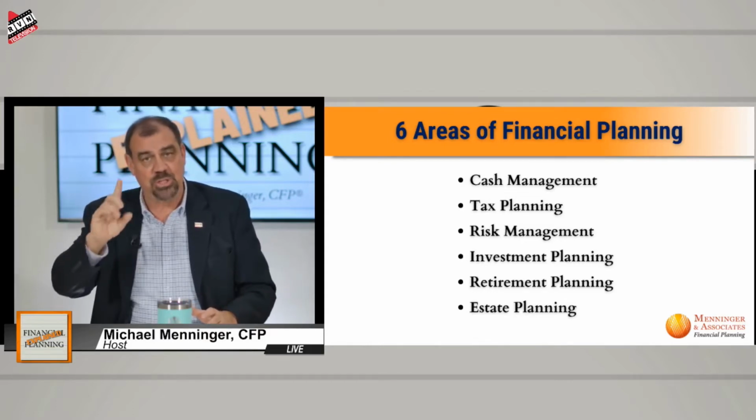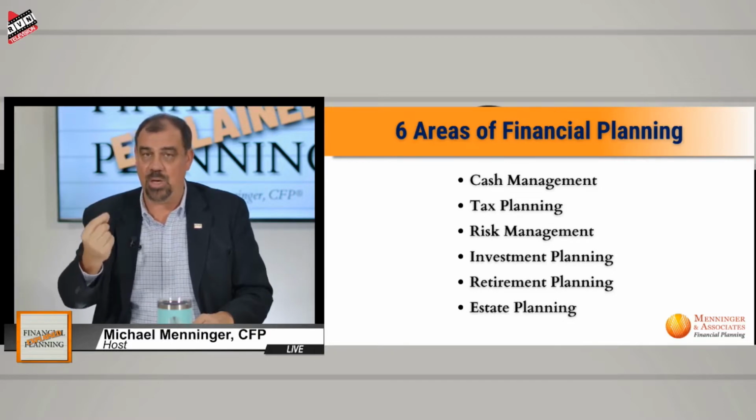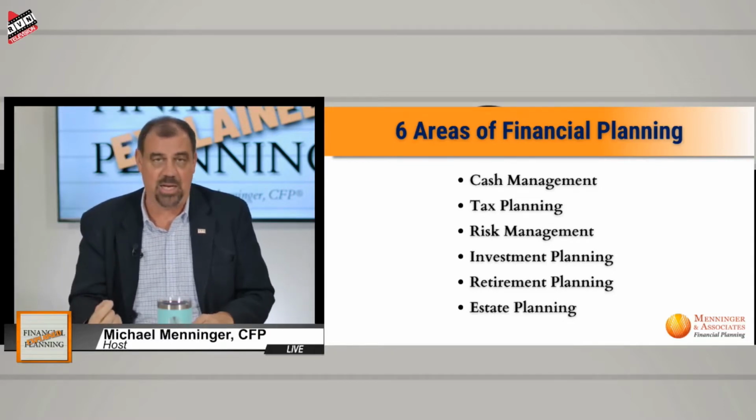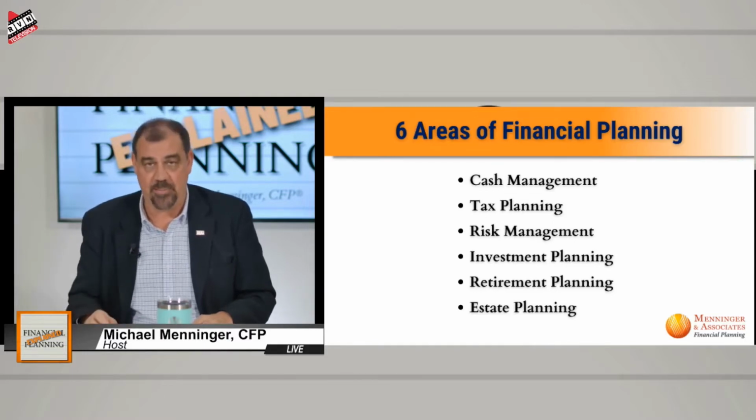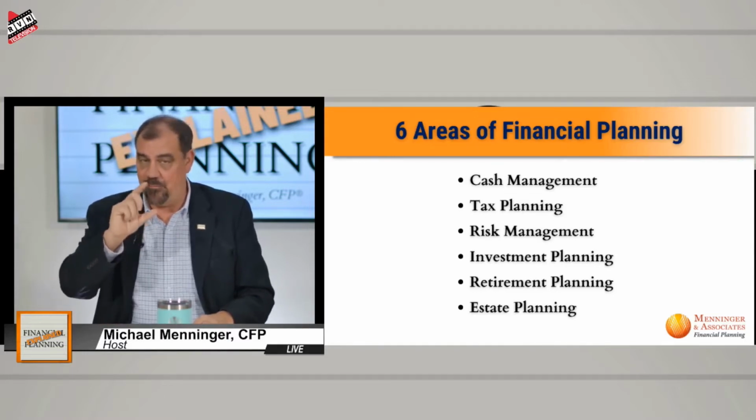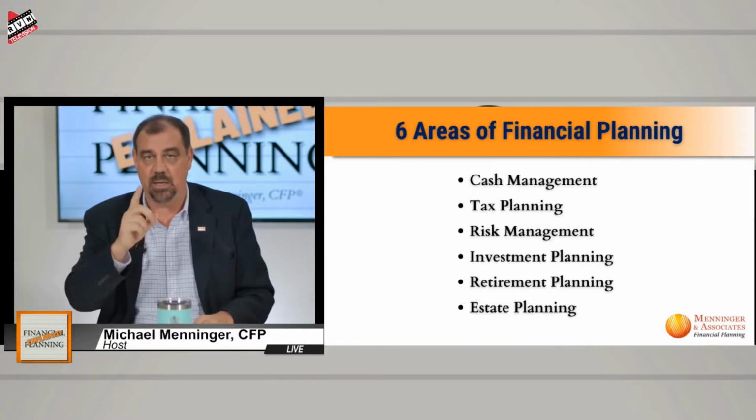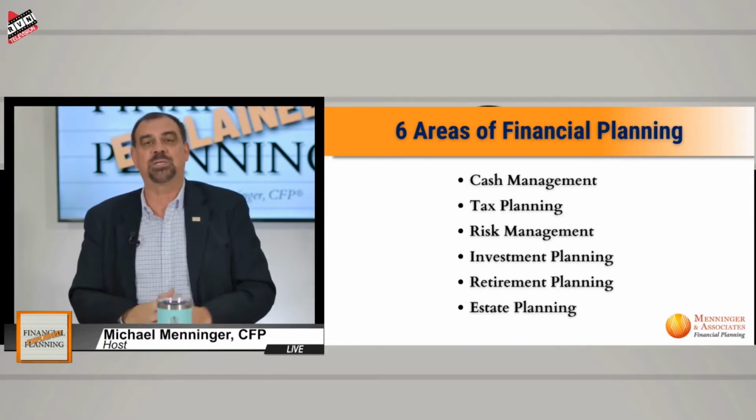The distribution side, do not underestimate the importance of the science that goes behind it. It's not just deciding, all right, I need $5,000 a month, I'll take it out of my retirement accounts. Very important, there's a science behind it. It's not that simple. And the last piece is estate planning.